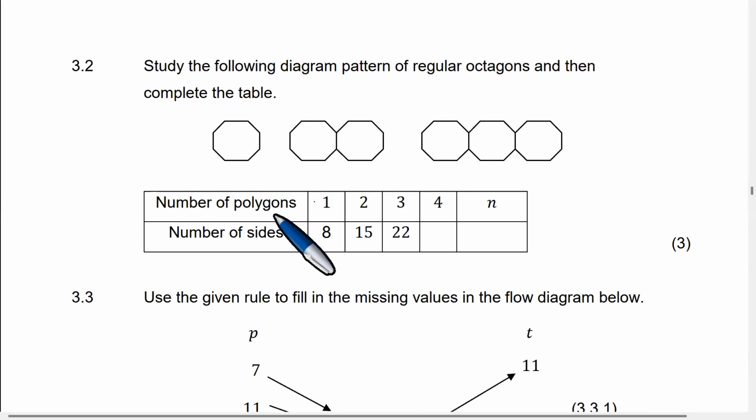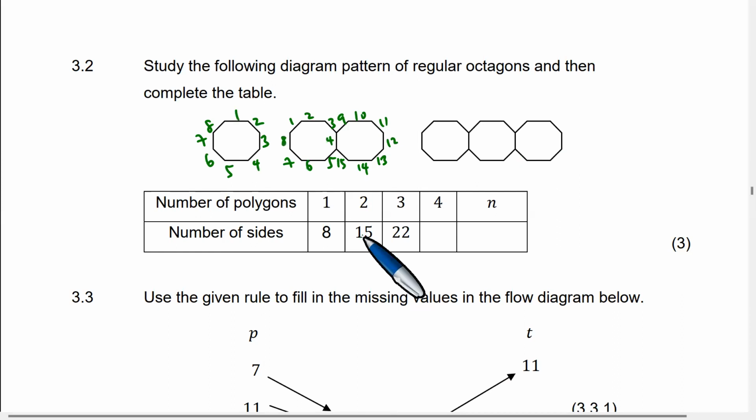The number of polygons: here there is 1, 2, 3, 4, n polygons. Number of sides: 8, 15, 22. Then 4 has how many and n has how many? Let's get there. So this one has 1, 2, 3, 4, 5, 6, 7, 8. The number of sides are 8. Then here, 1, 2, 3, 4, 5, 6, 7, 8, 9, 10, 11, 12, 13, 14, 15. So there are 15.